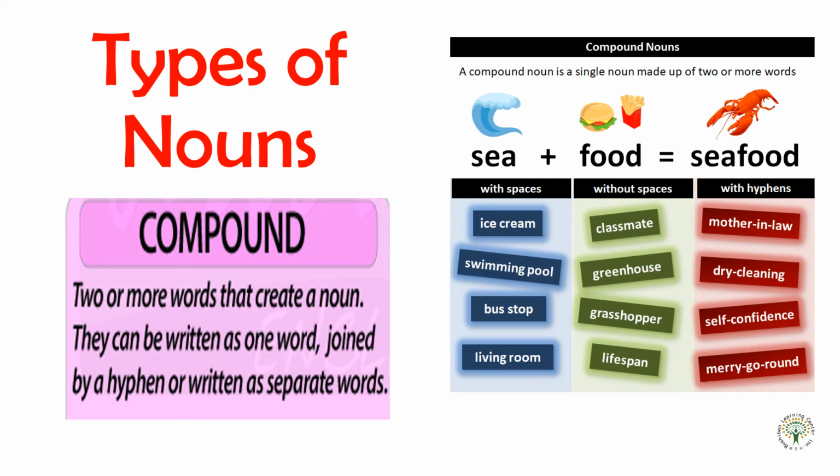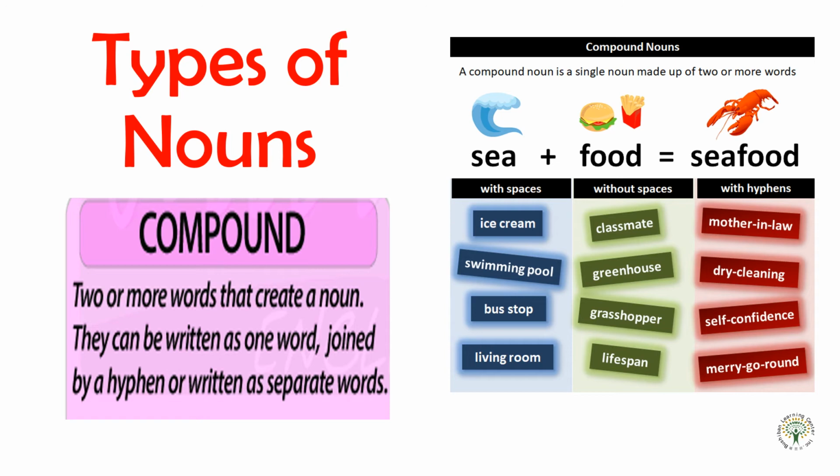Another type of noun is a compound noun. Compound nouns are 2 or more words that we put together to create a new noun. For example, we have sea and then food. We put them together, we have seafood. Here are ways compound nouns are written.